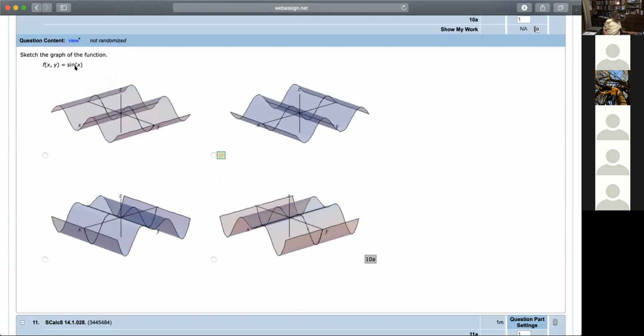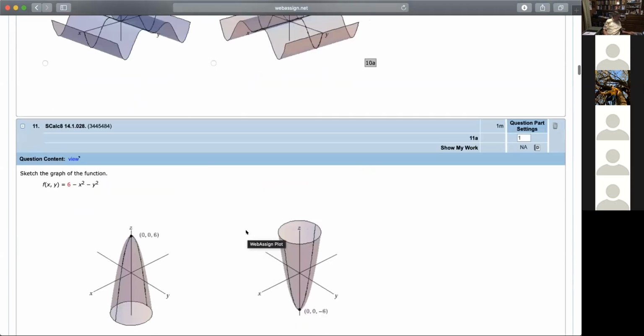Notice the absence of y here again. So if z equals sine x, I need to have some sine graphs between x and z. Well, this is a sine graph between x and y. Here, this is a sine graph between x and z. And the y is not mentioned, so you're going to get a cylinder again. This is going to be this answer. This is something between x and y. And I'm not sure about this one. Anyway, we can look at those.